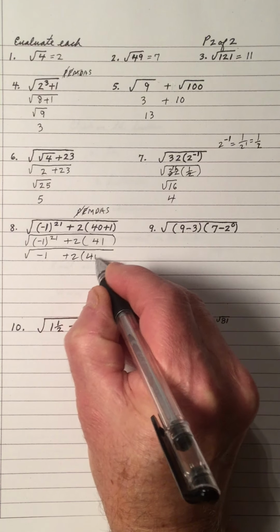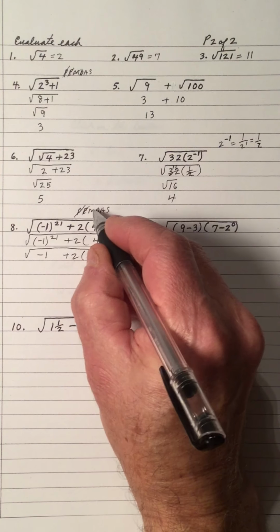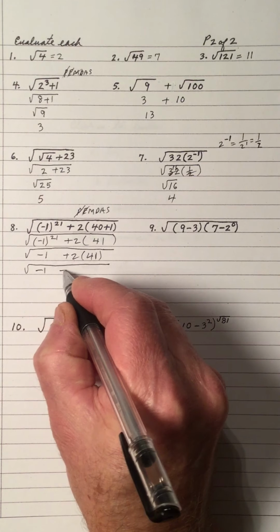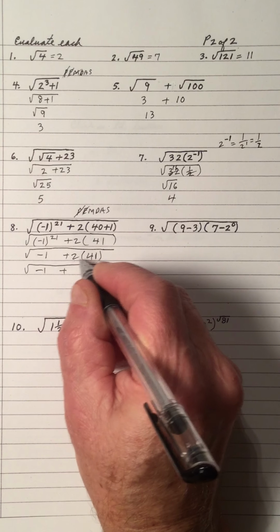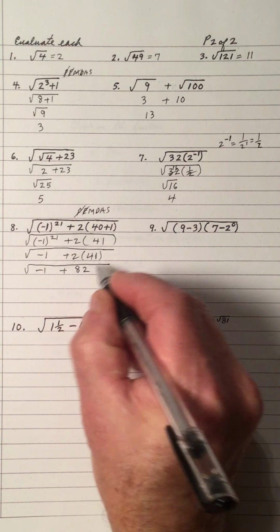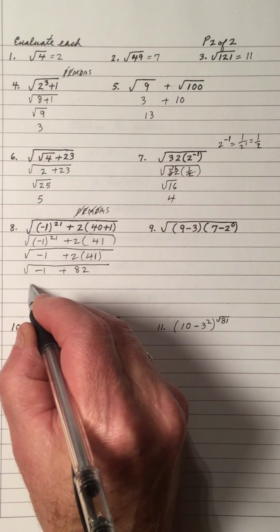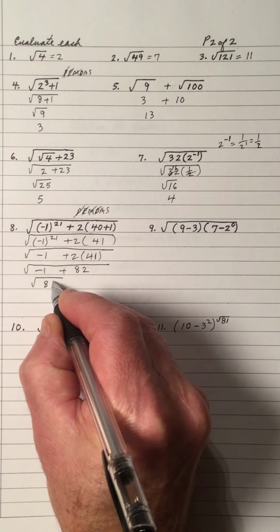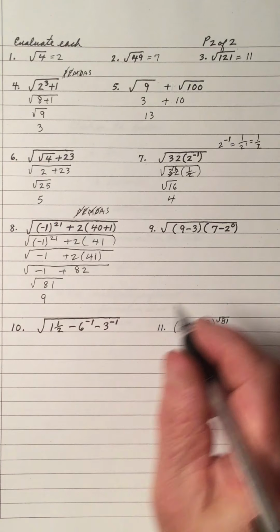Notice I'm doing one at a time, one of these properties. Multiplication, division, well, I'm going to leave the negative 1 alone, and we're going to multiply 2 times 41, so that's 82. So multiplication, division is done, and now we're going to add and subtract, so that's negative 1 plus 82 is 81. Square root of 81 is 9. Again, obeying the order of operations.